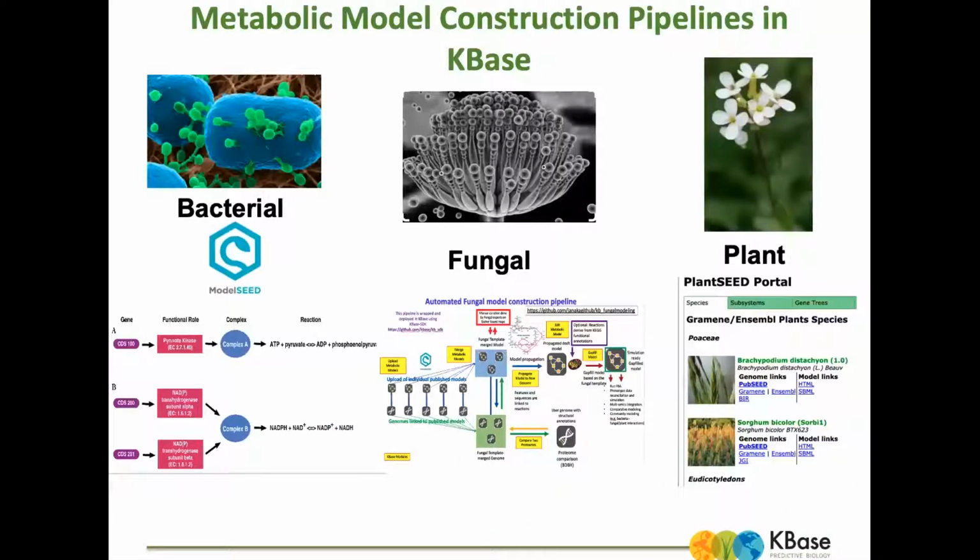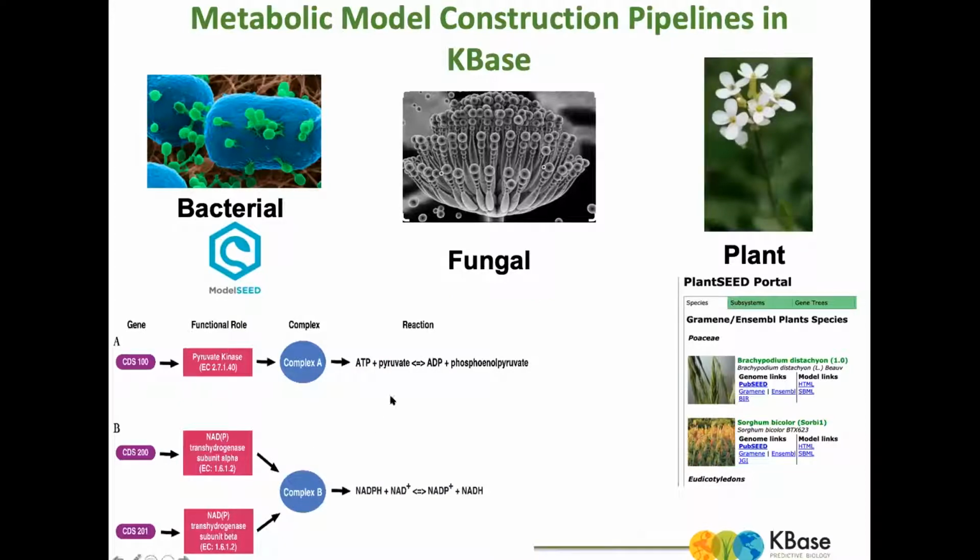So in KBase, we have pipelines to construct models for bacteria, for fungal, and for plant, and they use different strategies to produce metabolic models. For bacteria, we have annotation pipelines like RAST that annotate bacterial assemblies and assign functional roles like pyruvate kinase or NADP transhydrogenase. And we map these functional roles to specific biochemical reactions. These are like a controlled vocabulary that we map these functional roles to these biochemical reactions.